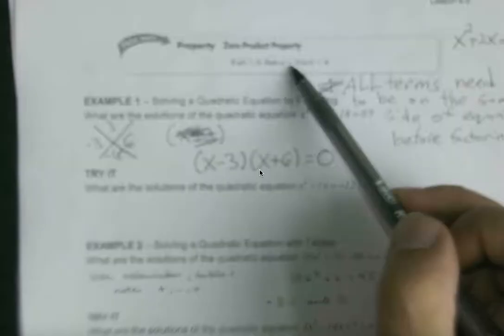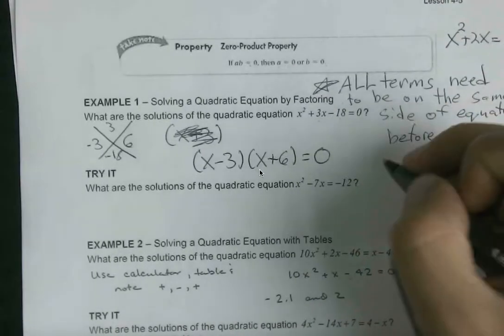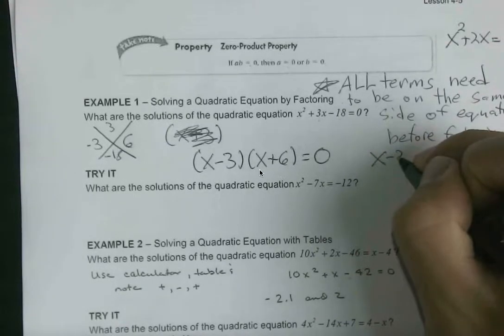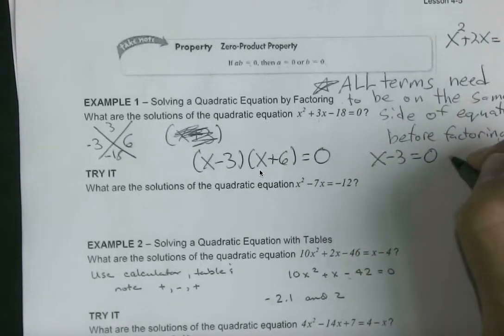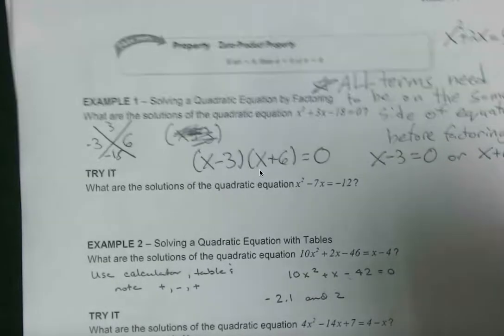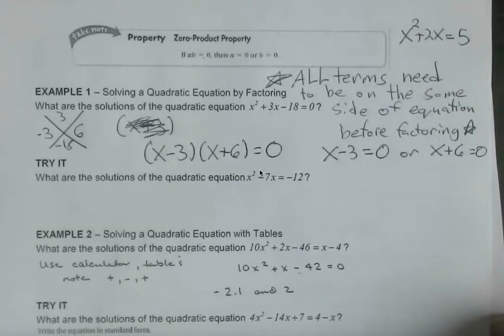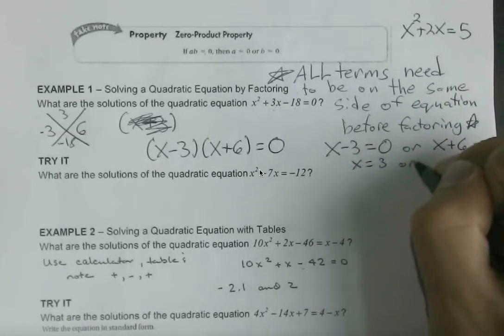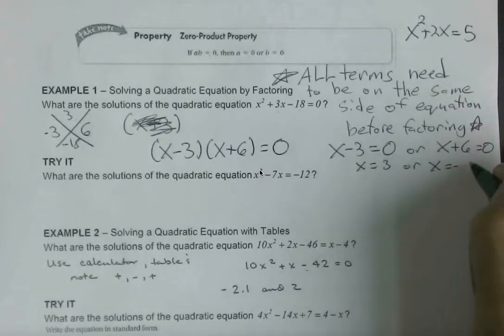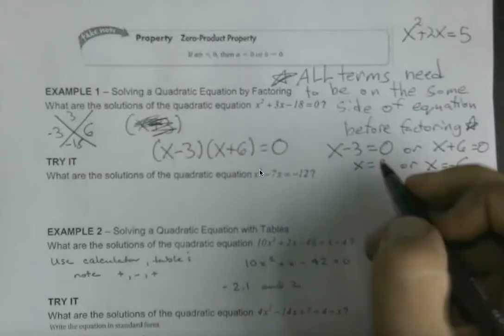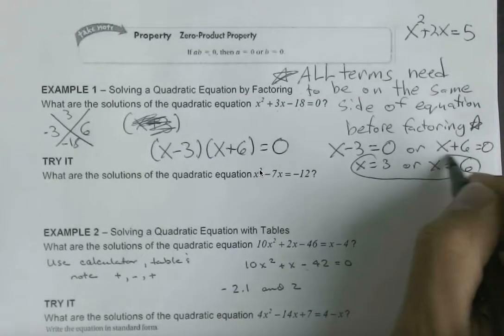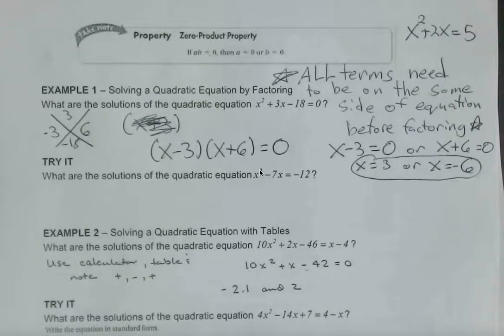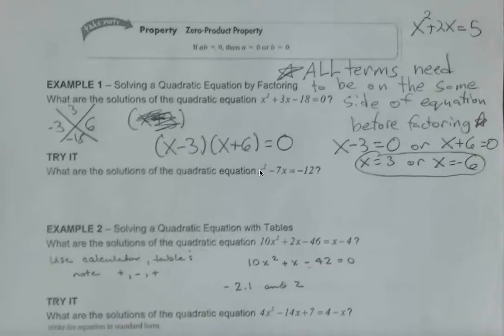Using the zero product property, this is saying that either x minus 3 can be equal to 0 or x plus 6 can be equal to 0. If we solve for x on both sides, x equals 3 or x equals negative 6. So these are considered our two solutions. I'll give you a moment to try the next one out.